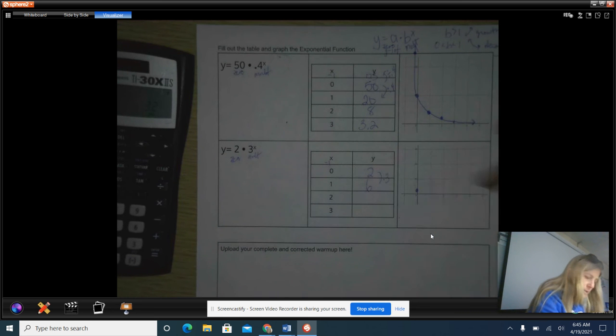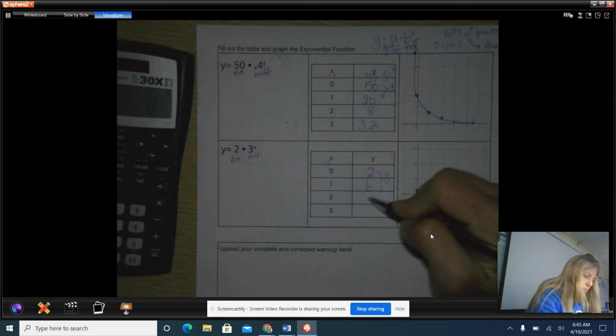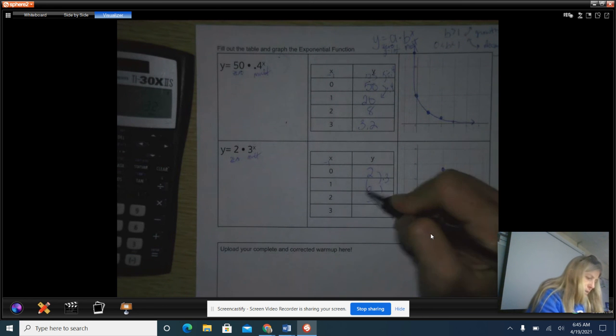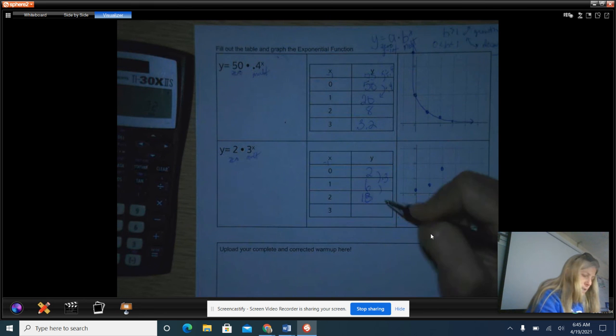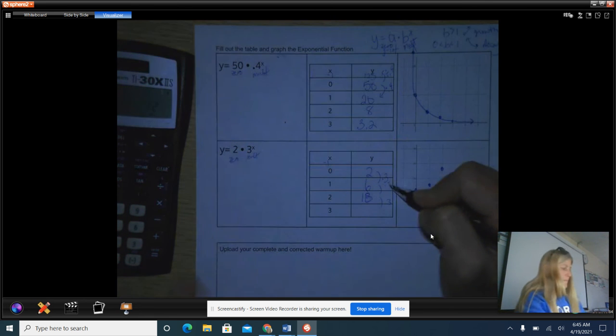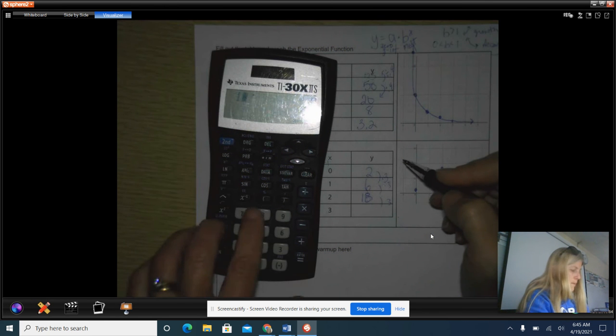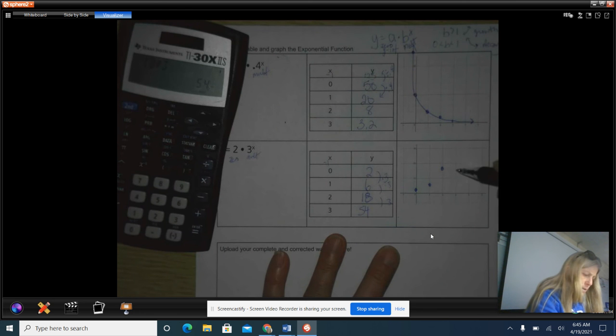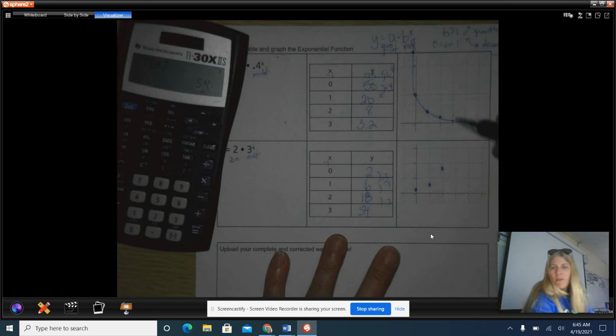2 times 3 is 6. So we have the point 1, 6. Times 3 is 18. So we have the point 2, 18. Then we have 18 times 3. Let me just make sure we get that right by using my calculator. 18 times 3 is 54. So we have the point 3, 54. It's going to be like all the way up here on my other graph. So I kind of mentally just know that after this point, it gets really steep.